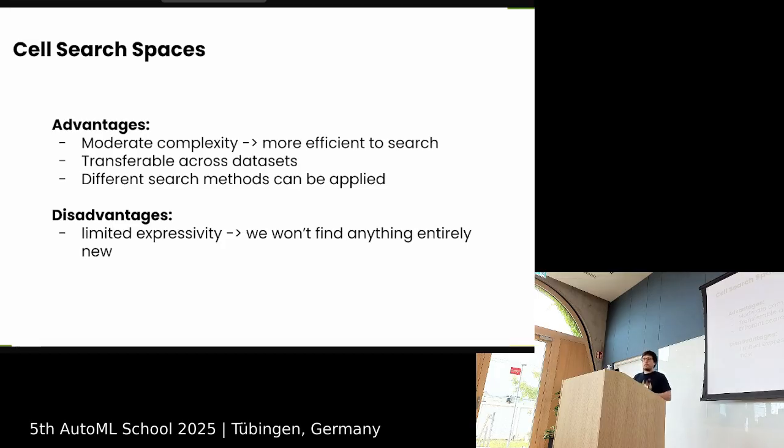What are the disadvantages? Well, I said this model is really complex. At the same time, it also has limited expressivity, right? So we're going to find something new, but not completely new, right? We're not going to find a new transformer architecture, so something that's totally revolutionizing, right? It's still somewhat limited. We still assume that you do convolutions in there or separable convolutions or, I don't know, attention or something like that. But we're not going to find an entirely new operation. We're not going to find the next attention type of thing, for example.